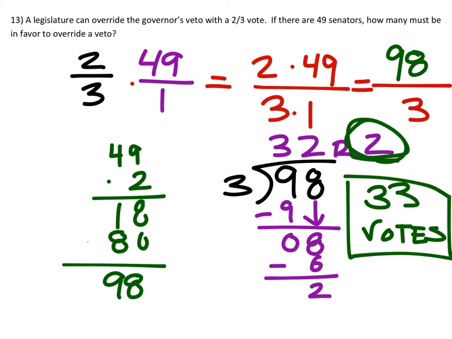We have to kind of be a little careful on these, because 32 with the remainder of 2, the idea here is to show that you can't have a partial vote. You either vote for it or you don't. So 2/3 left means that we'd have to round that up to the next vote, because we just don't have enough with the 32 and some change.